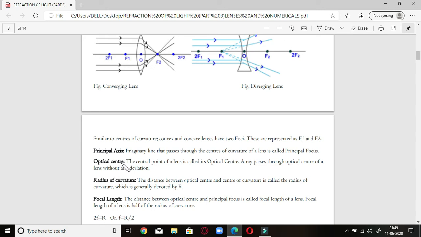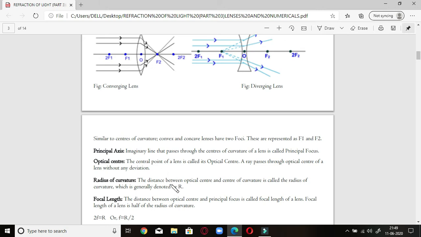Next is optical center. The central point of the lens is the optical center. Rays that pass through the optical center move without any deviation. So always keep in mind that if rays are passing through O, the optical center, whether obliquely, down to up or up to down, there is no deviation at all. They will pass without any deviation through the optical center, whether you take a concave lens or a convex lens.